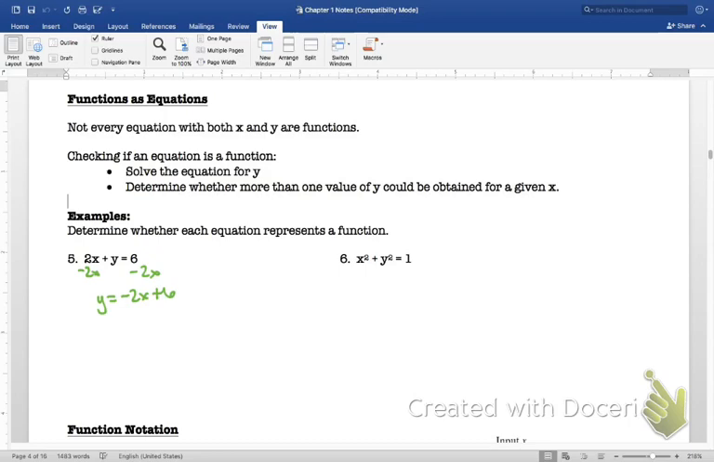So if we're solving for y, I'm going to subtract x squared from both sides, and I'm going to have y squared equals negative x squared plus 1. Then I would have to take the square root of both sides, and I would have y equals the square root of negative x squared plus 1.